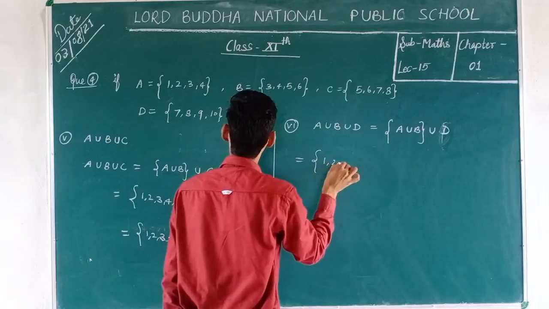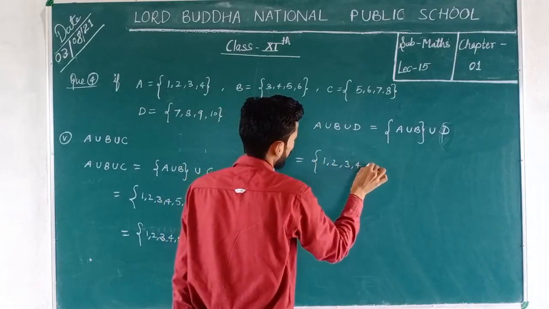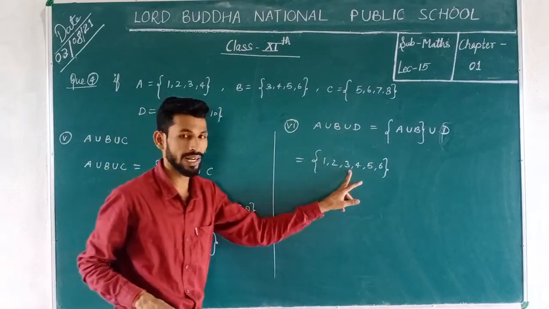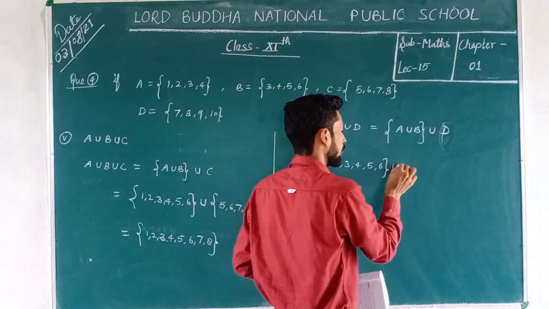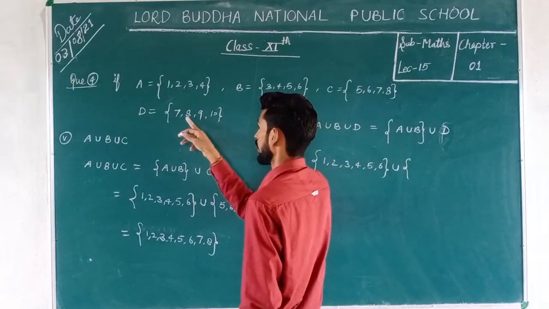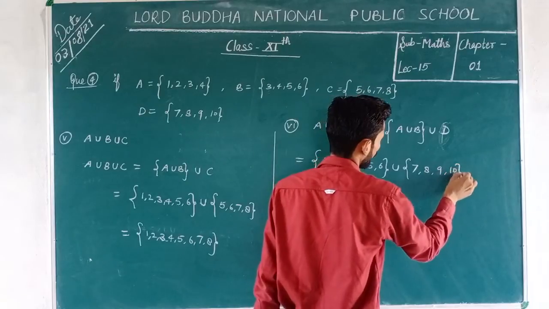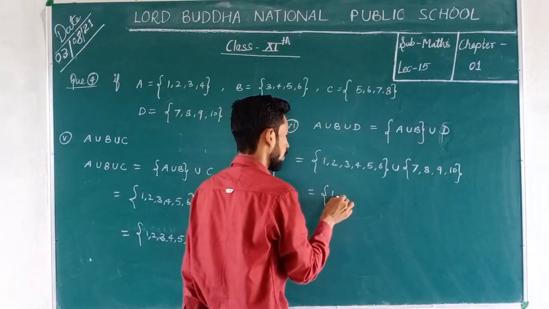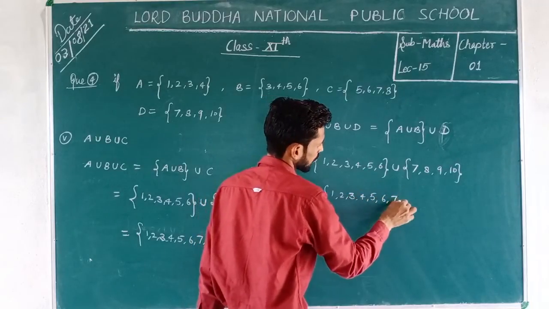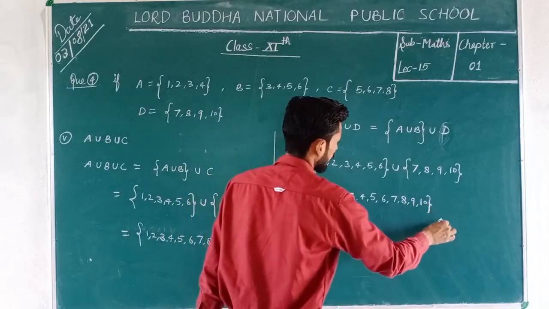So 1, 2, 3, 4, and here from B 5 and 6, because 3 and 4 are common, so only one time we will write them. Now take the sign of union and then write the elements of set D, that are 7, 8, 9 and 10. So the answer is 1, 2, 3, 4, 5, 6, 7, 8, 9 and 10. So this is the answer.